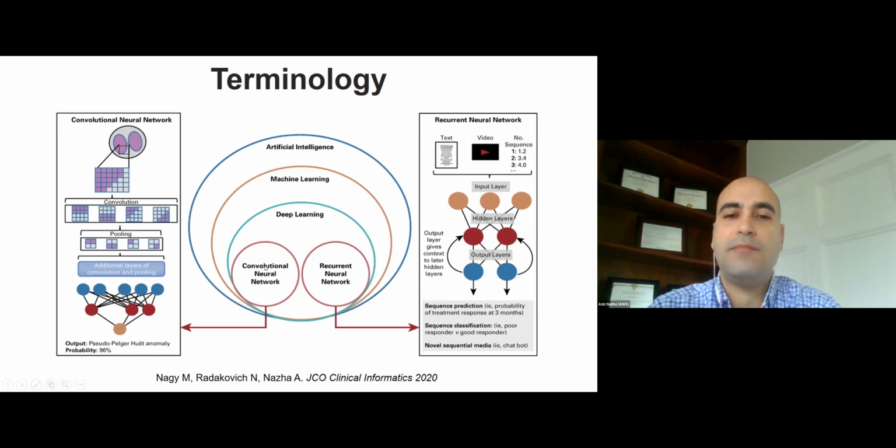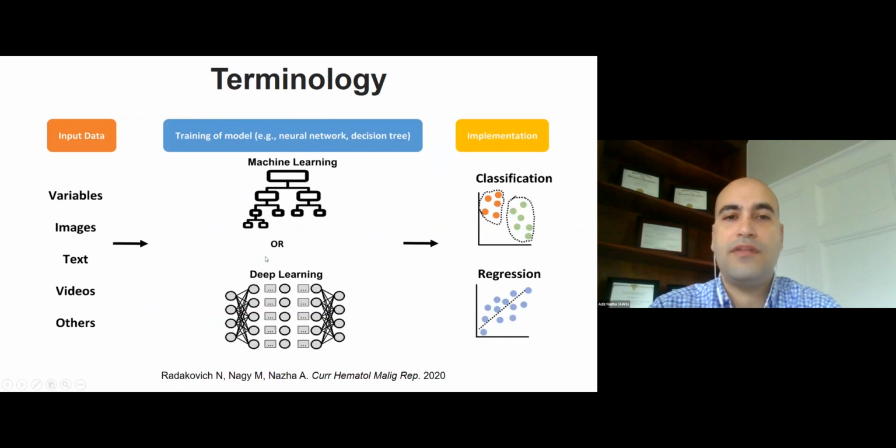The most common deep learning are convolutional neural networks, which we use for computer vision, as you see on the left here. This convolutional neural network tries to dissect the image into pixels and then provide the answer. The other type of deep learning are recurrent neural networks, and these are commonly used in videos and time series analysis.